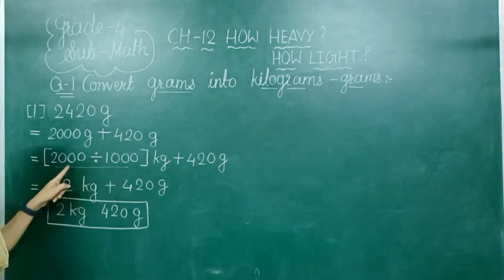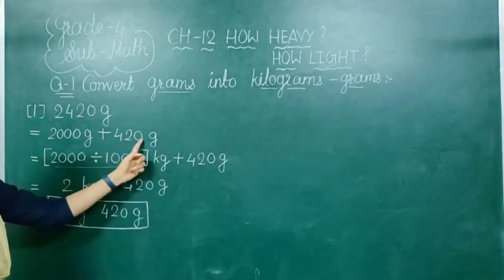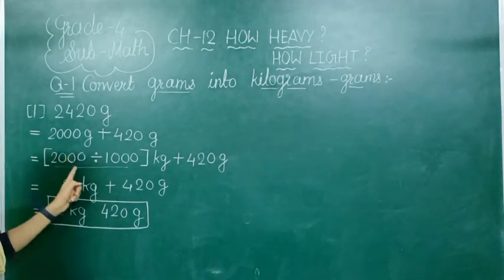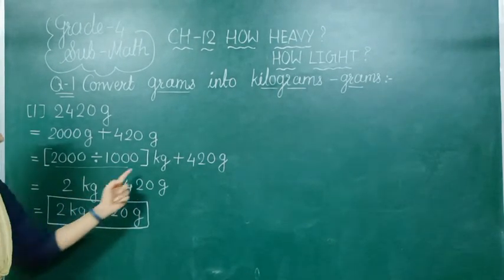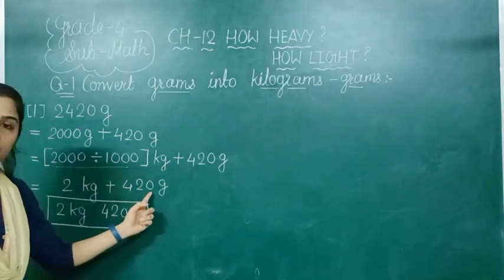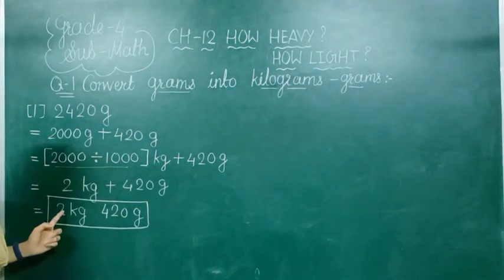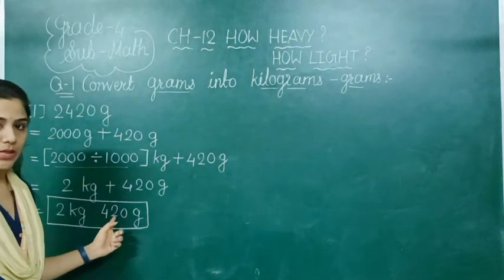Now we have bifurcated this 2000 and 420. So this 2000 gram we will divide by 1000. So we will get the answer 2 kg. And plus 420 we will copy the same. Now the answer is 2 kg and 420 gram.